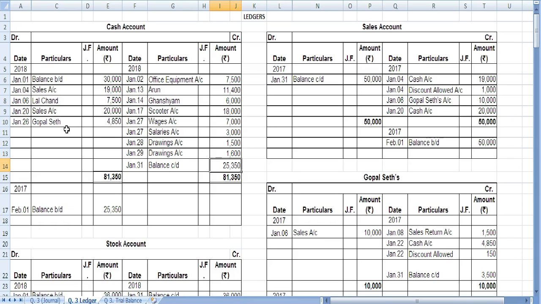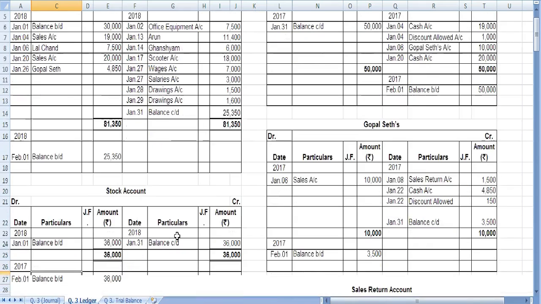So this side is greater and this side was less, so we got a balance of 25,350. Balance CD, balance carried down, on January 31st. And now in the next month, February 1, 2018, we have a balance BD of 25,350. Okay, now let us come to the stock account.